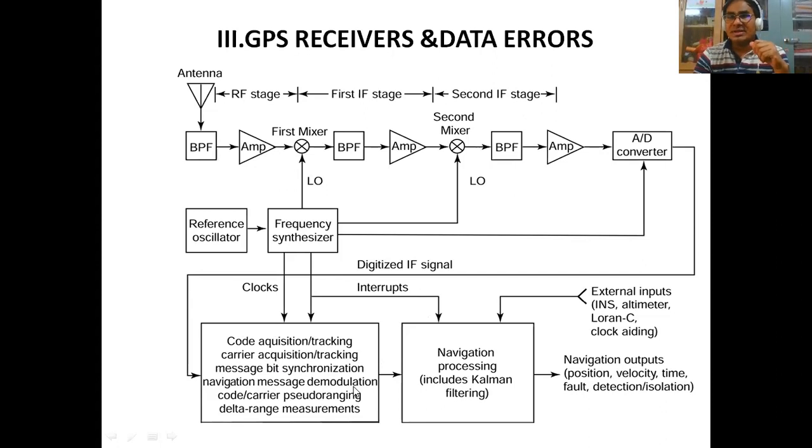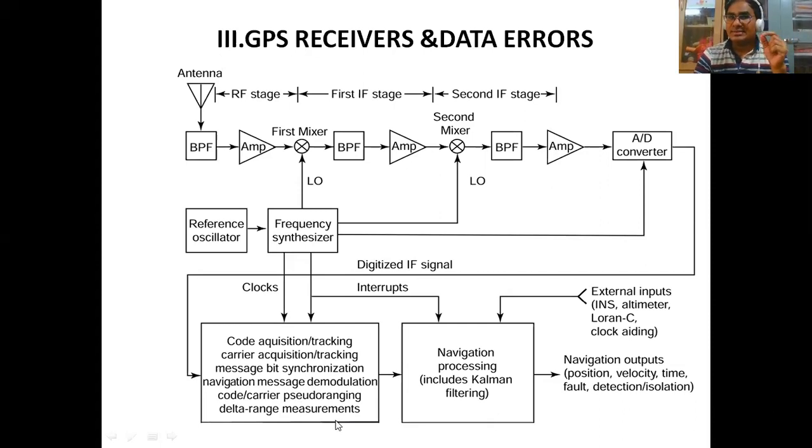Demodulation is the process of separating the carrier signal from the modulated signal, so that the modulating signal or data signal will result. Once the data signal is obtained, then pseudo range measurements will be done for the case of code and also for the case of the carrier. Then delta range measurements, that is delta X and delta Y, which you have learned in our Unit 1.